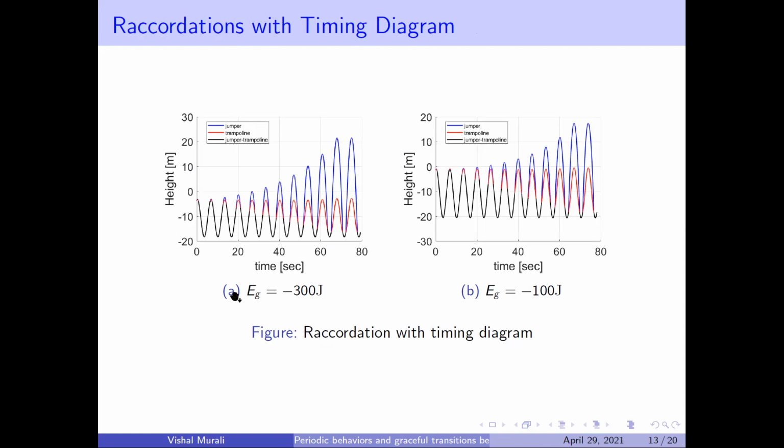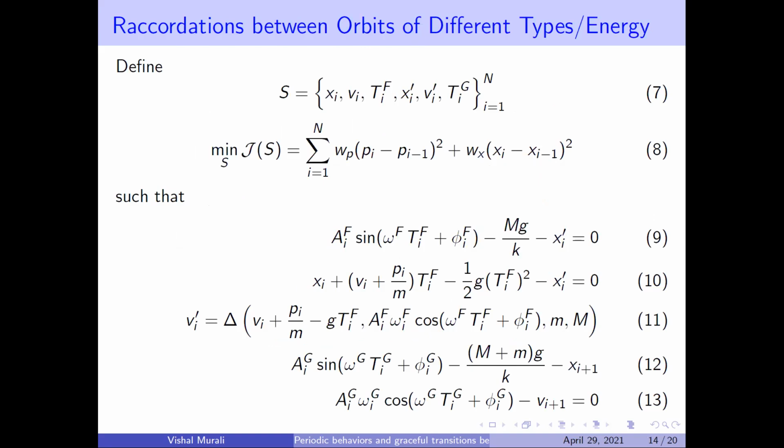This is for periodic orbits of a fixed ground phase energy of negative 300 joules, and on the other side it is for negative 100 joules. But if you want to make a Raccordation between different orbits of different types and energy, the alternative method that we propose here is basically to formulate and solve an optimization problem.